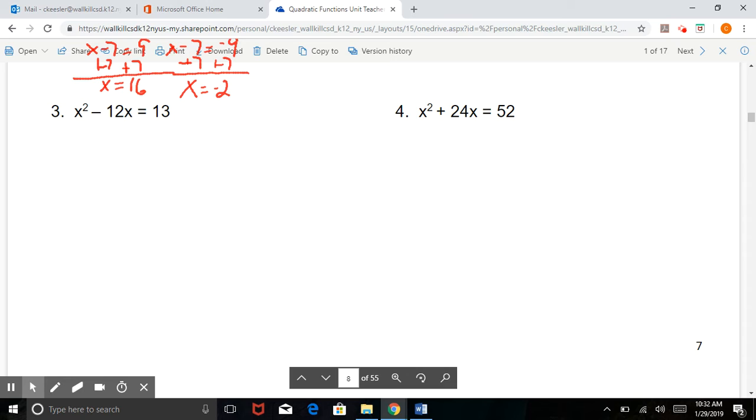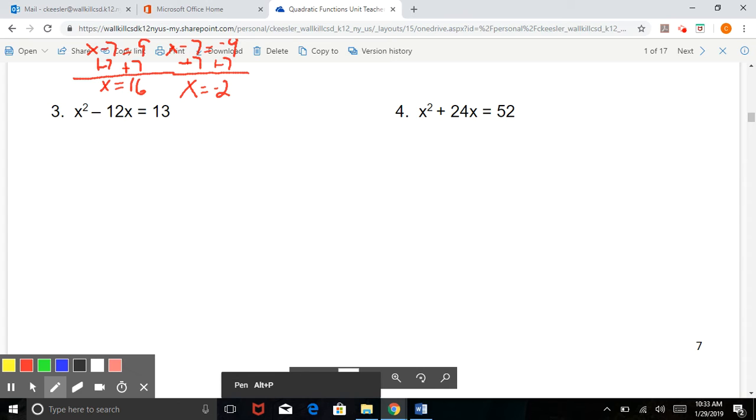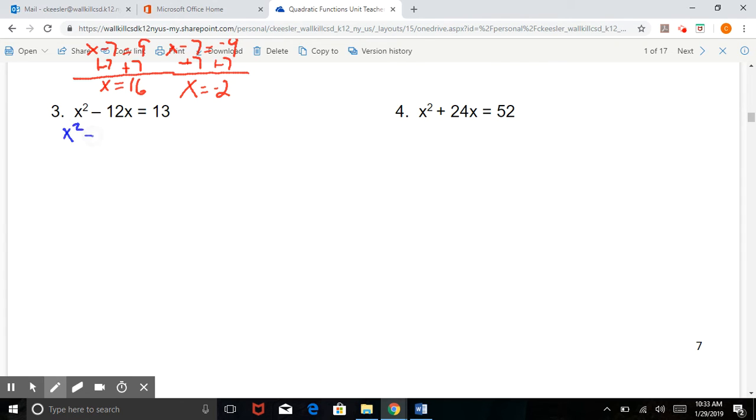So problem number 3 is a little bit easier because it's already set equal to the c term. So I can jump right into finding the number we need to complete the square. Negative 12 is our b term. Cut in half, that's negative 6. And negative 6 times negative 6 is positive 36. So we're going to add in and subtract out 36. X squared minus 12x plus 36 minus 36 equals 13.